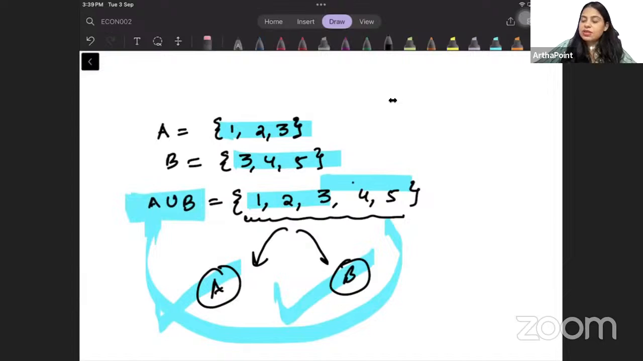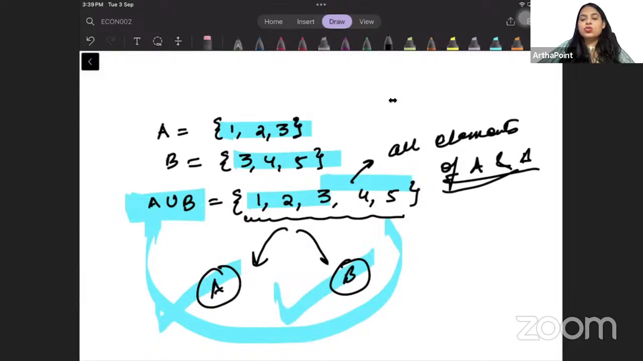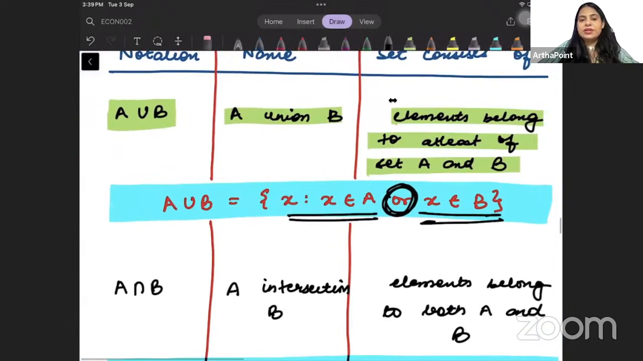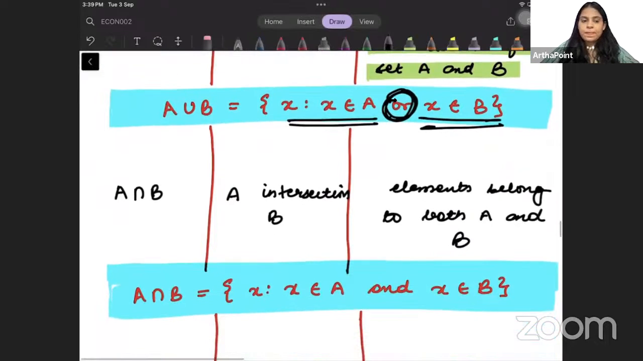So A union B means you need to consider all elements of A and B. You need to consider all elements of A and all elements of B. Clear beta? ठीक है बेटा.